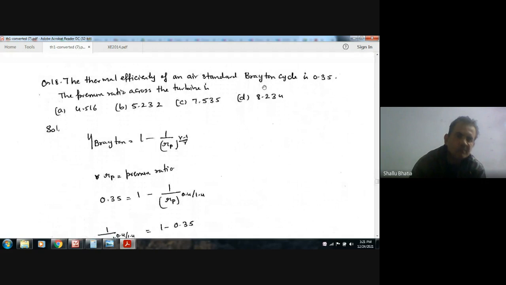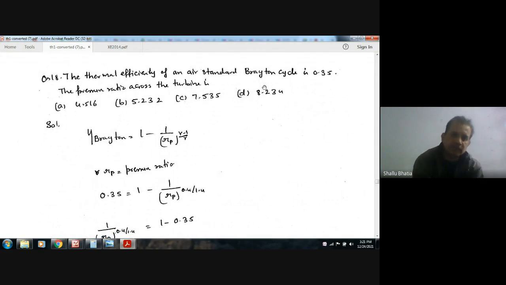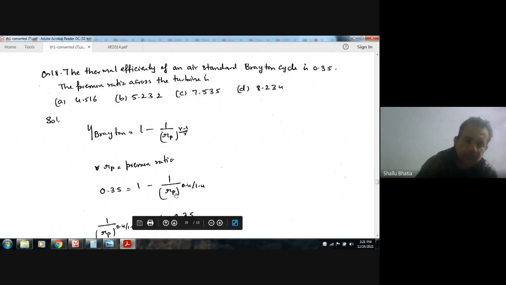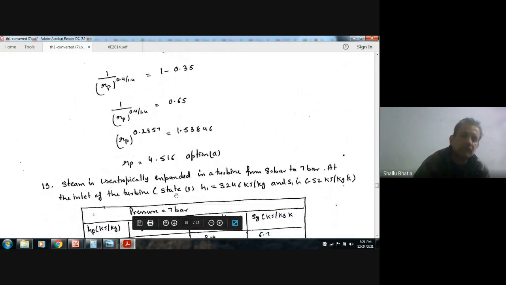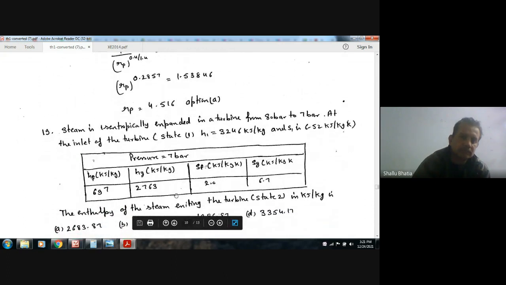Next. The thermal efficiency of an air standard Brayton cycle is 0.31. What is the pressure ratio across the turbine? We know that the thermal efficiency of a Brayton cycle is 1 minus 1 by Rp to the power gamma minus 1 by gamma. So here the thermal efficiency is 0.35. So we can calculate Rp by putting in the values. That is straightforward: 4.516.